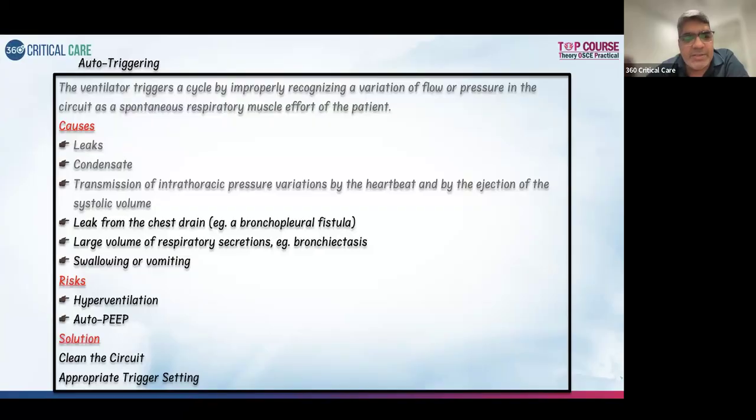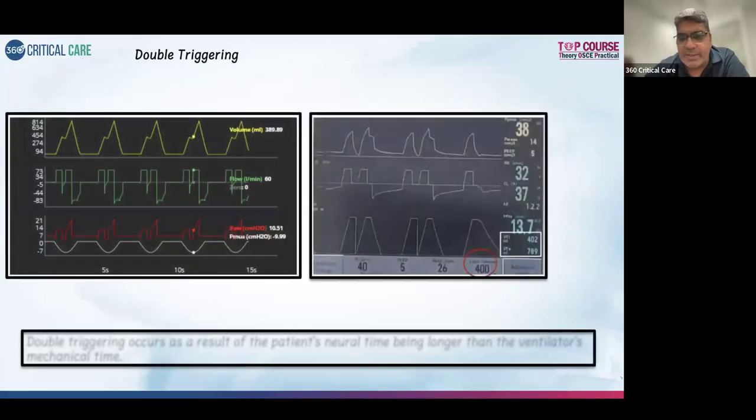How to treat it? First of all, look at what is causing it and try to correct that. If there is condensate or some liquid in the circuit, try to take it out and make sure that the trigger setting is adequate. It should not be a low trigger like 0.8 liters or 0.5 liters. So you increase it to 1-2 liters depending on what the patient requires. All right.